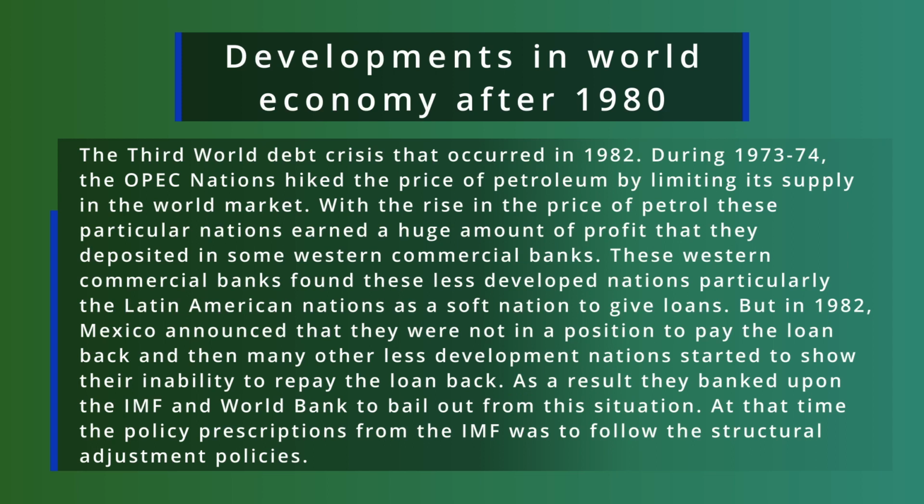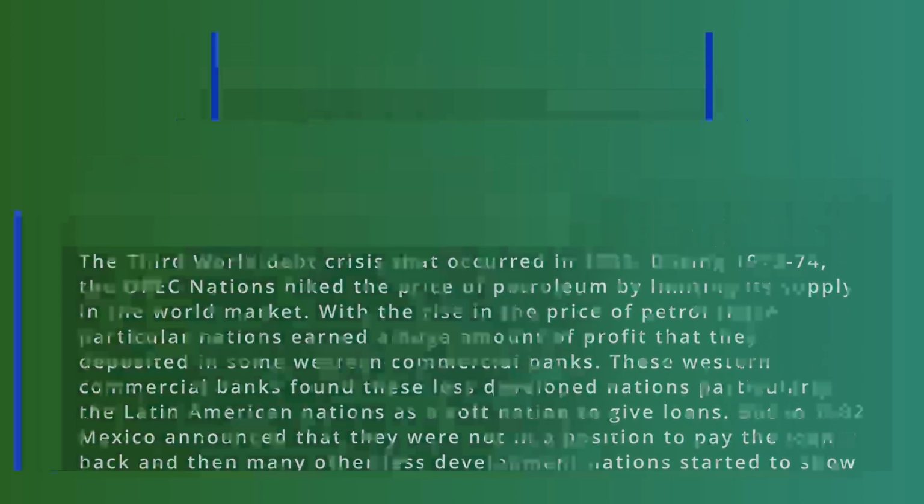But in 1982, Mexico first announced that they were not in a position to repay the loan, and then many other poor, less developed nations also showed their inability to repay. As a result, they banked upon the IMF and World Bank to bail them out of this situation. At that time, the policy prescription from the IMF was to follow structural adjustment policies. So these are the three important developments that occurred in the 1980s.